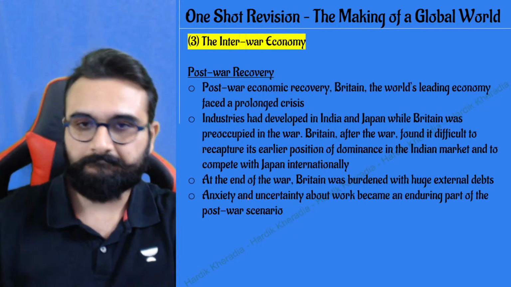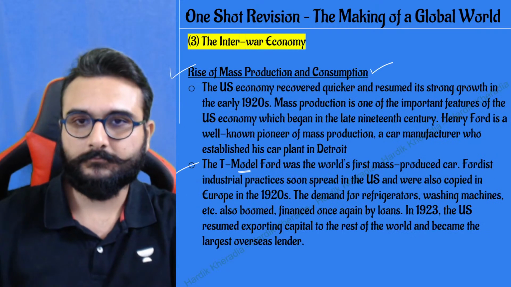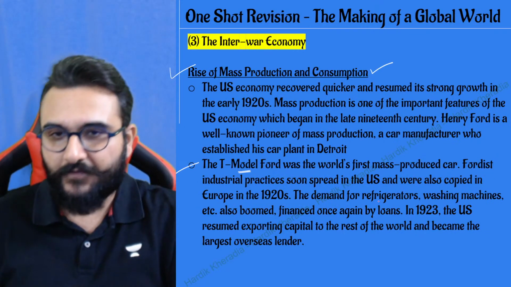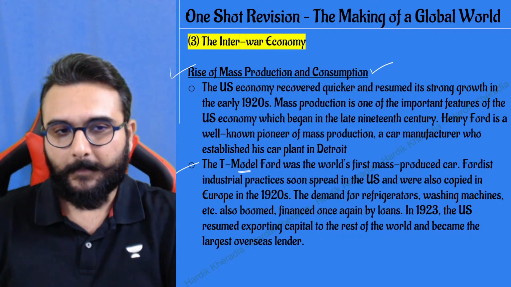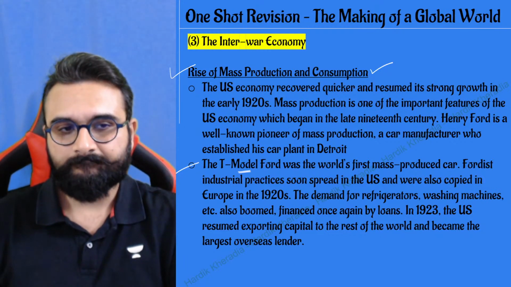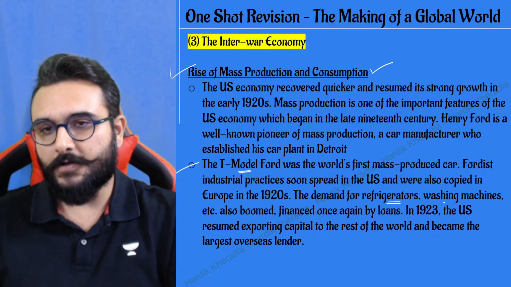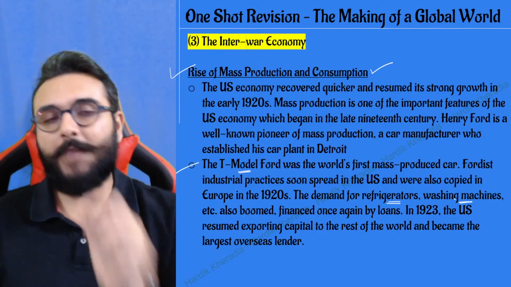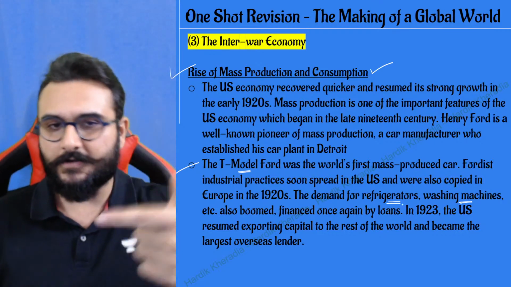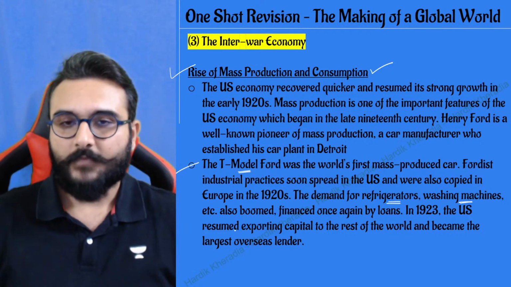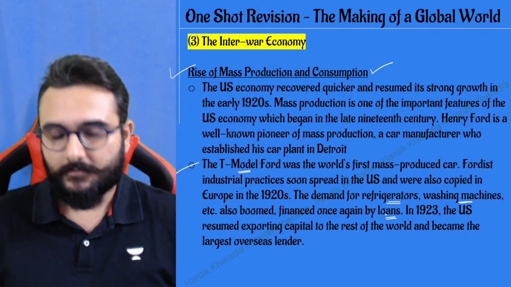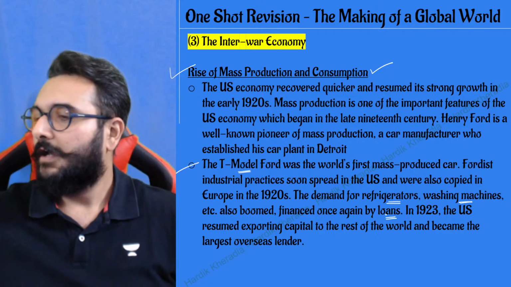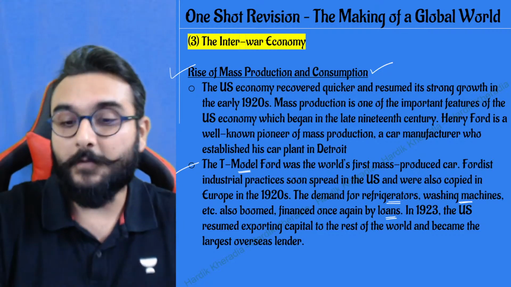Like what? Refrigerators, you can read it here. I'll just highlight it. Refrigerators, washing machines. Yes, back in the 1920s also there were refrigerators, there were washing machines. And it was through loans, it was through the EMI system that the people were purchasing.